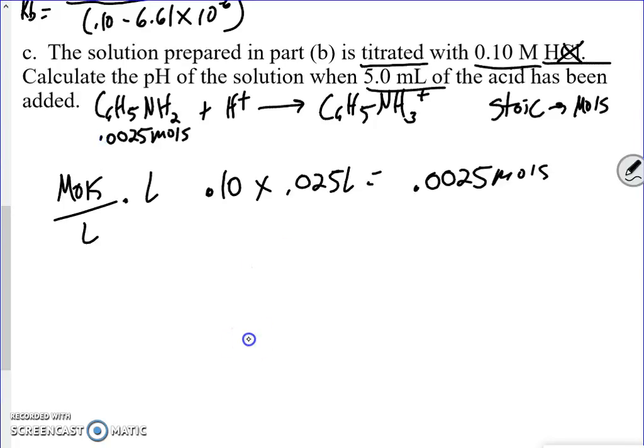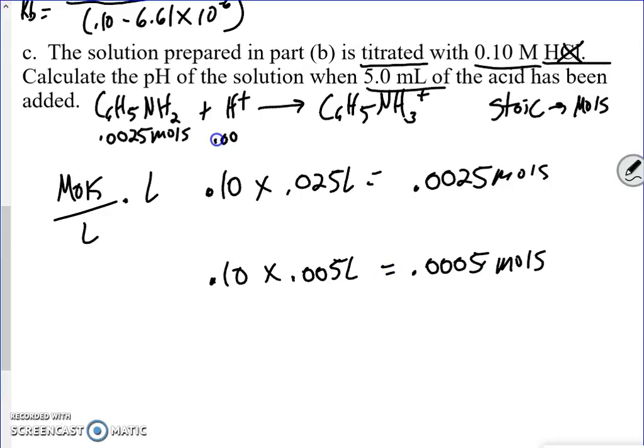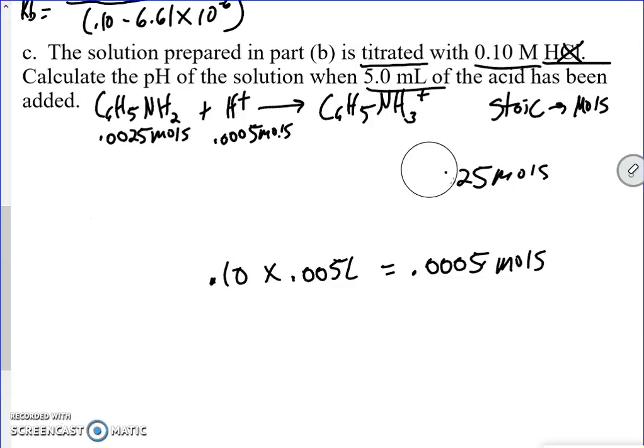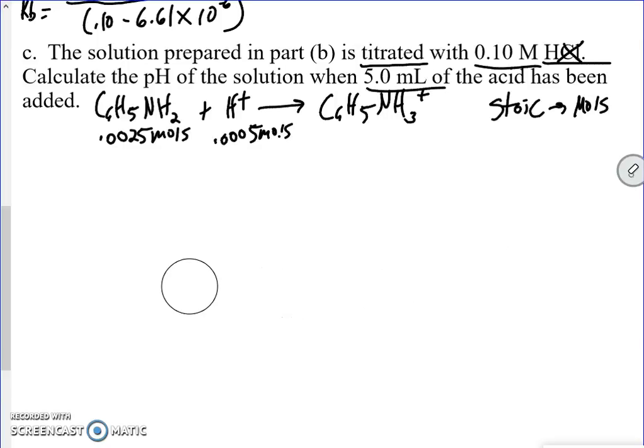Okay, we'll do the same thing with the hydrochloric acid. Again, we have a 0.1 molar solution, but this time we're only using 5 milliliters, so 0.005 liters. That's going to give us 0.0005 moles, and that's going to be for our acid up here. Okay, so that gives us our mole calculations. Also, this is kind of like a reset button as well. So we are assuming that the aniline has not established equilibrium, and we have 0 of the conjugate acid at this point in time.